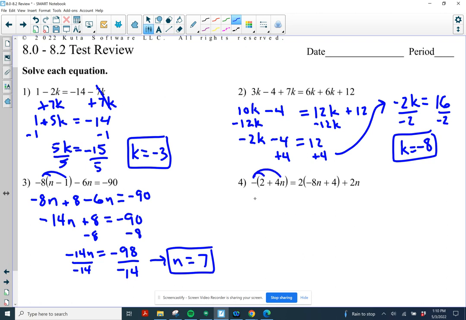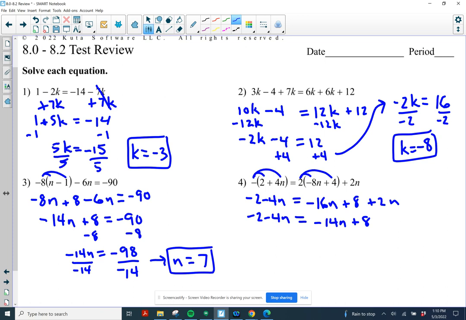Last example for this section, we need to distribute the negative. There's a negative 1 sitting in front of that, so we distribute the negative 1 or just the negative sign. There's my equal sign. I'm going to distribute the 2 on that right-hand side. 2 times negative 8. So I have negative 16n. 2 times 4. And the 2n stays because the 2 is not distributing to it. I'm going to combine like terms before I do anything else. Negative 2 minus 4n equals negative 16 plus 2 is negative 14.